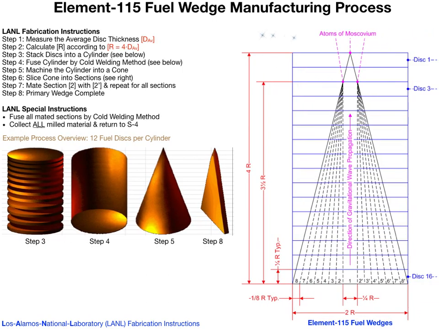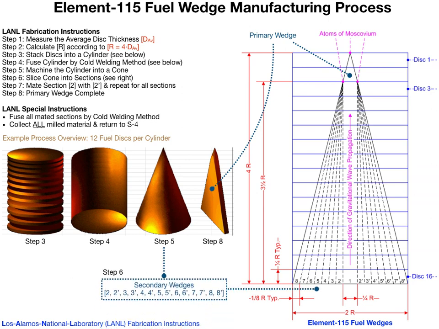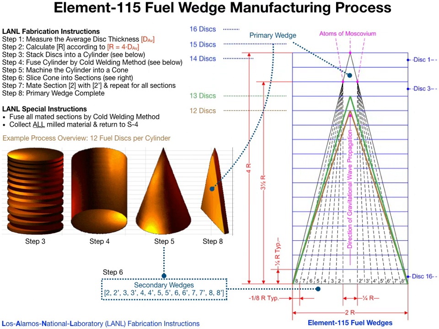This frame describes the Element 115 fuel wedge manufacturing process and instructions for Los Alamos National Laboratory. LANL will receive a set of 12 to 16 Element 115 fuel discs. In this illustration, we've overlaid the 12 and 13 disc configurations onto our 16 disc template solution to assist comprehension. What's important to recognise here is that the number of discs supplied can change from batch run to batch run, hence the height of the cone/cylinder can change from batch run to batch run.